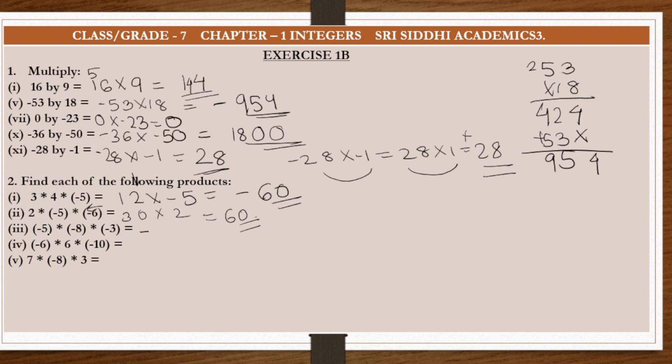Now simply we need to add the values. 5 8s are 40, 43s are 120. So it is minus 120 for question number 2 bit 3. Now question number 2 bit 4, let's do it.